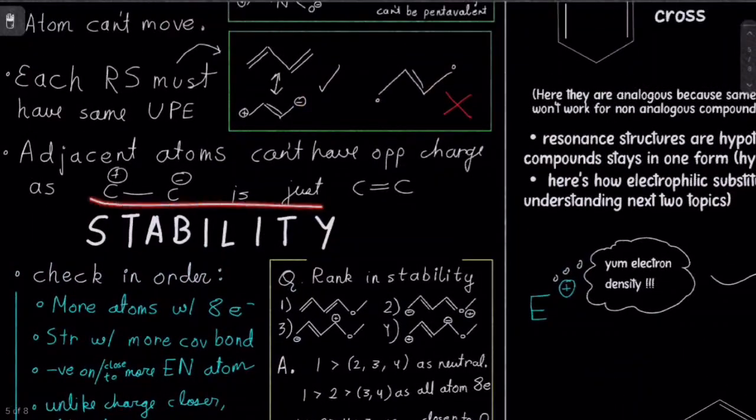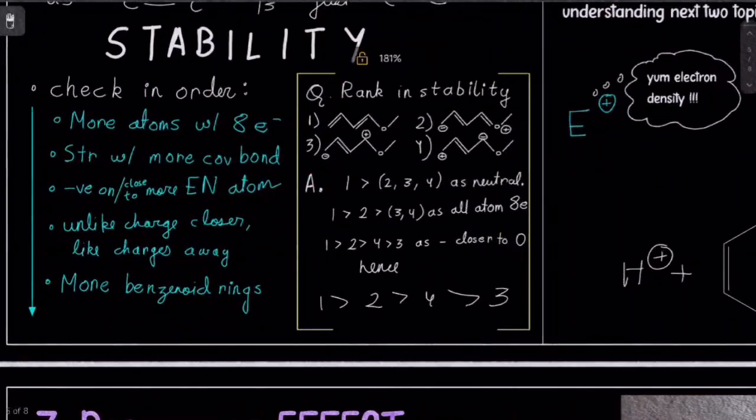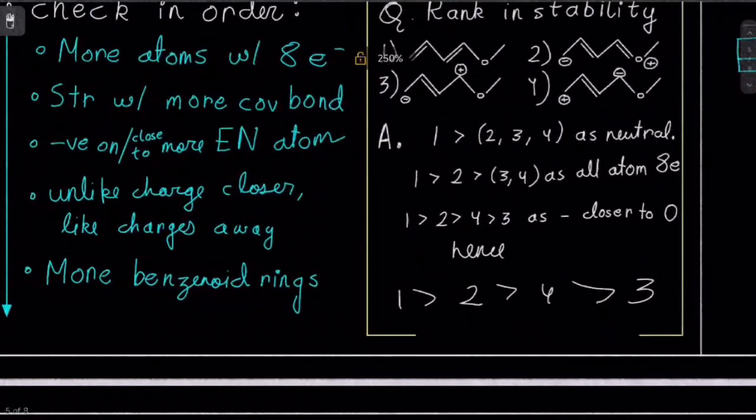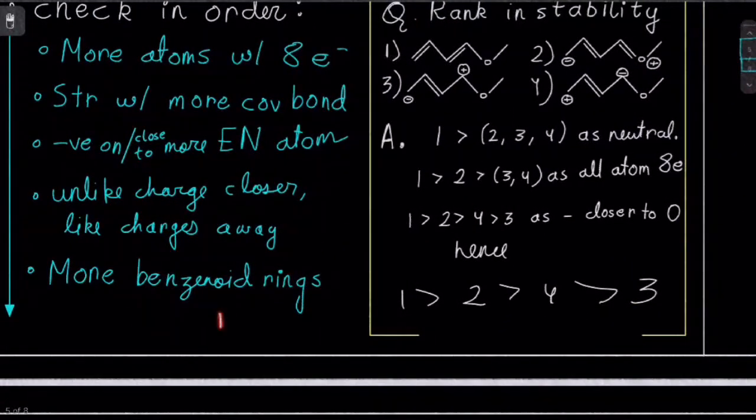Why? So that they can neutralize each other. Unlike charges should be far away so they can't repel each other. And if all of these factors are the same, we then check which compound has more benzenoid rings. What are benzenoid rings? This only applies to compounds like phenanthrene and anthracene.